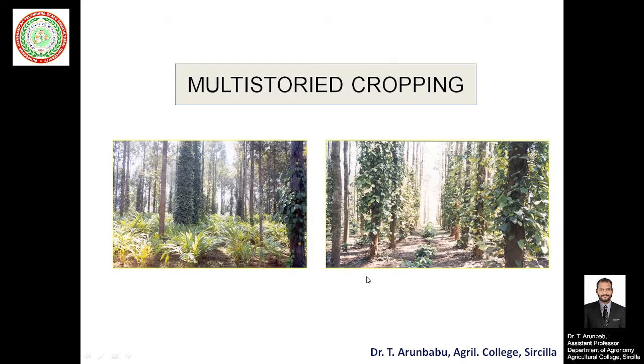So coming to the multi-storied cropping, here you can identify the growing of different heights of plants in the same piece of land at the same period of time. So that is nothing but multi-storied cropping. You can see here, different heights of plants are cultivated in a particular piece of area at the same time. So that is nothing but multi-storied cropping. So it is highly practiced in this zone.